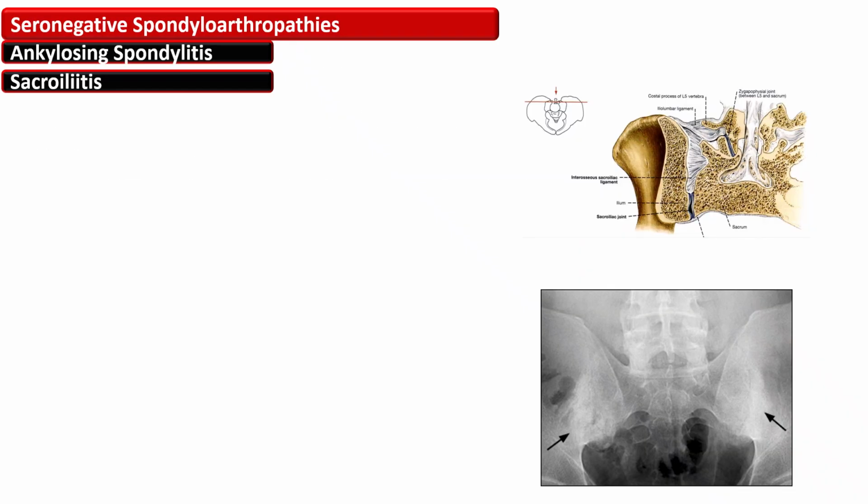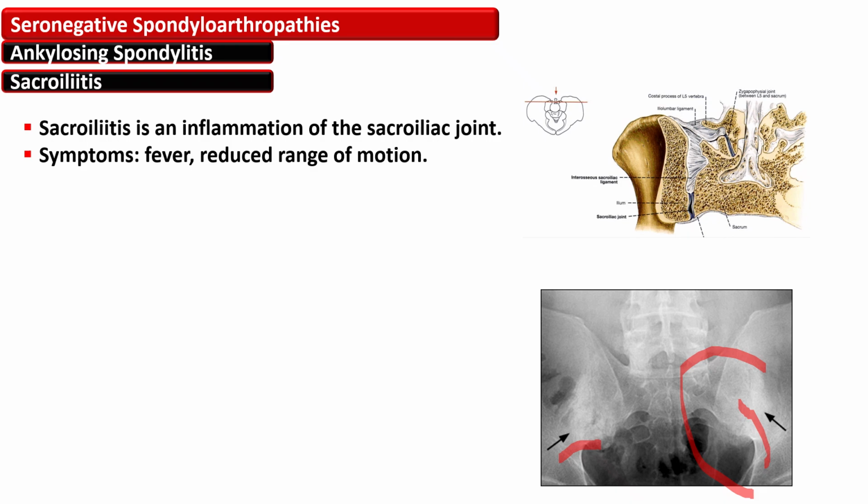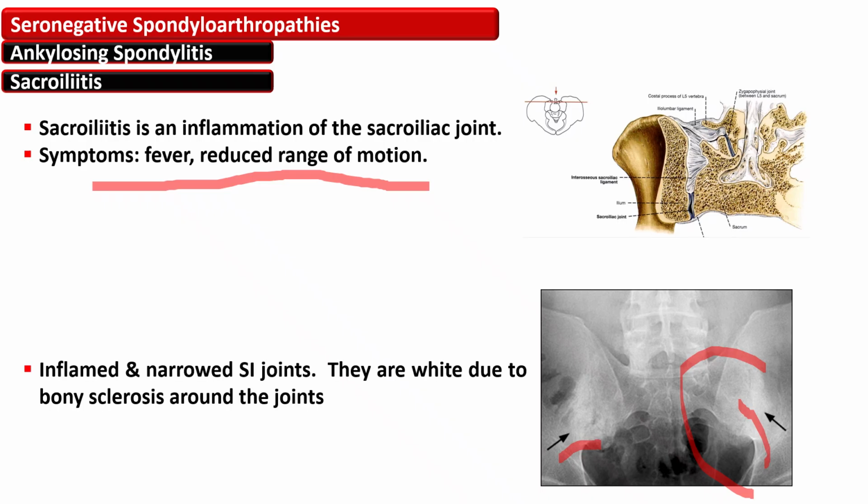Sacroiliitis is the common feature of ankylosing spondylitis. Here you can see in this radiograph that the sacroiliac joints are inflamed and narrowed, and they appear wider due to bony sclerosis present around the joint. The patient may present with fever and reduced range of motion.